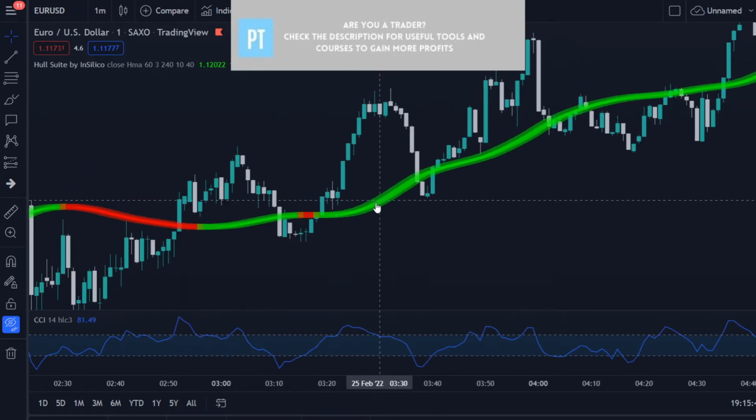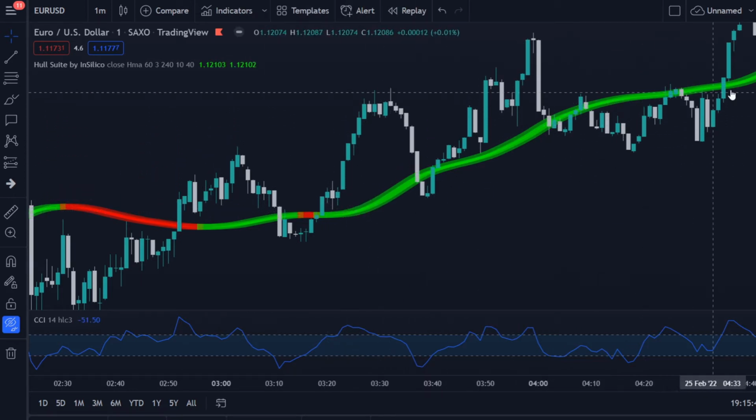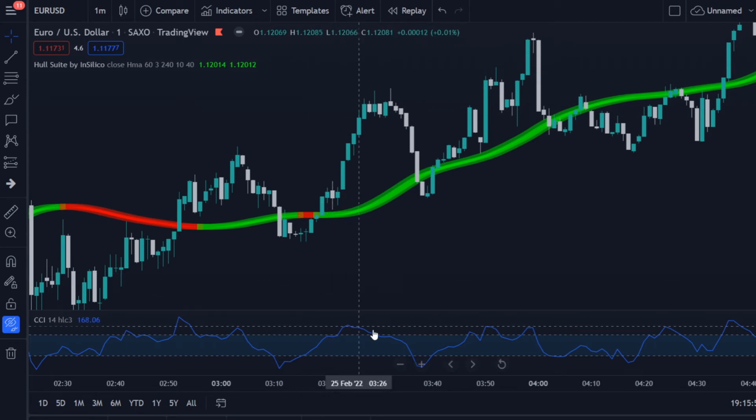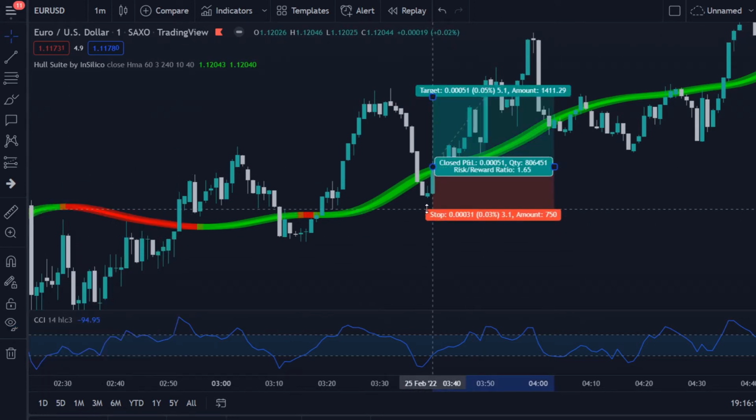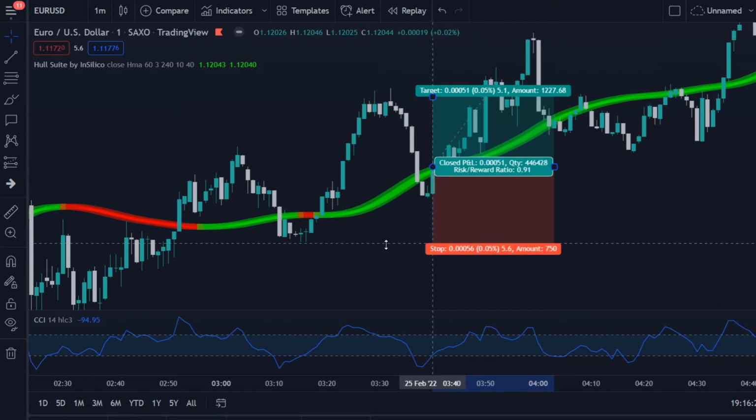First we need to make sure that we have a green Whole Suite indicator color. As you can see, it shows a green color. Then we need to make sure that the CCI line crossed the -100. It is out of the zone, and when it crosses back into the zone, which is about here, for example, then we take the trade and we use a 1.5 to 1 risk reward ratio trade, and we place our stop loss below the latest low. You can place it about here. But if you are more conservative, you can place it about here.